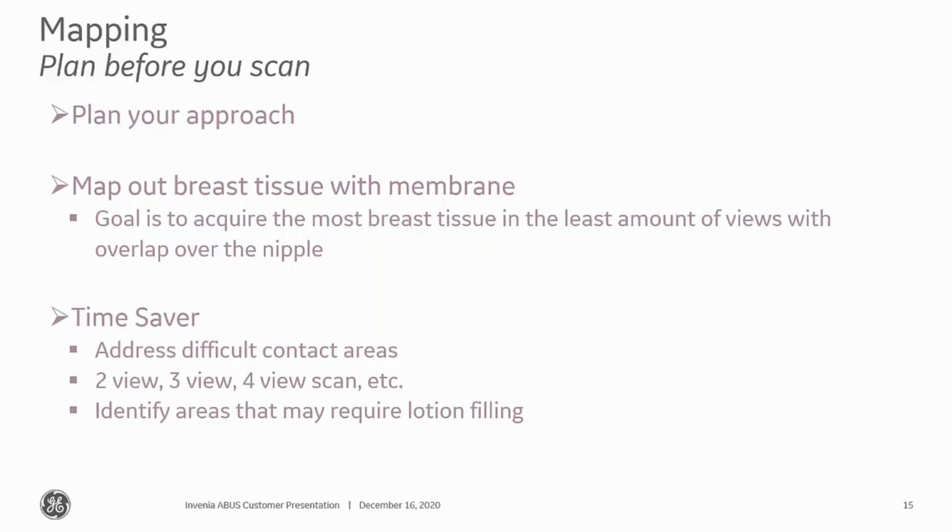So this saves you time because you can determine if there's areas that are more difficult for contact, and it will help you determine how many views you need to do. And it identifies those areas that require more lotion, whether it's those deep axillary pockets in the breast, whether it's a person that has a very thin body habitus where their ribs are protruding off the sternum.